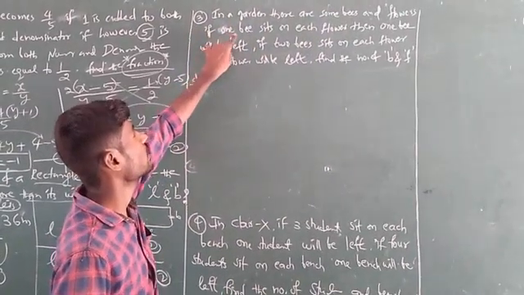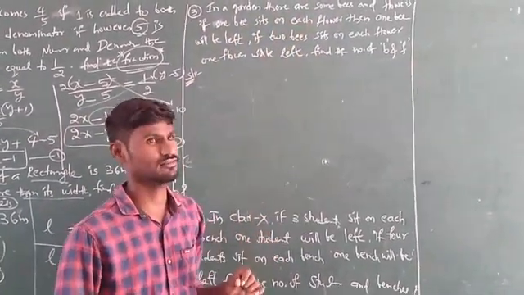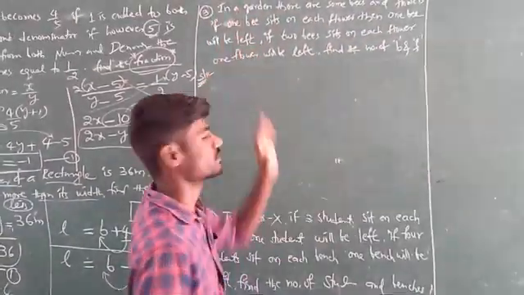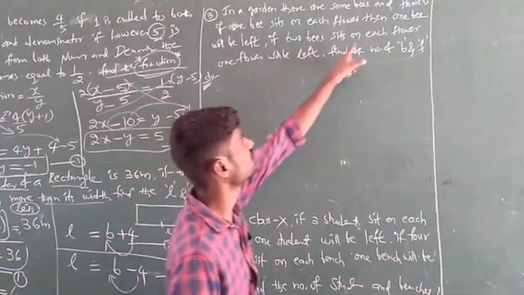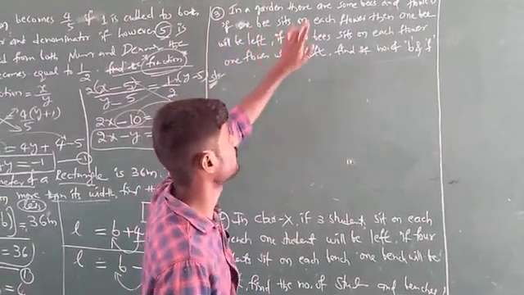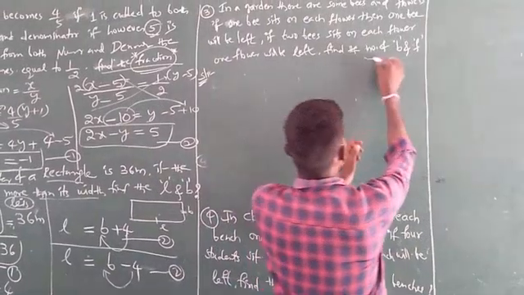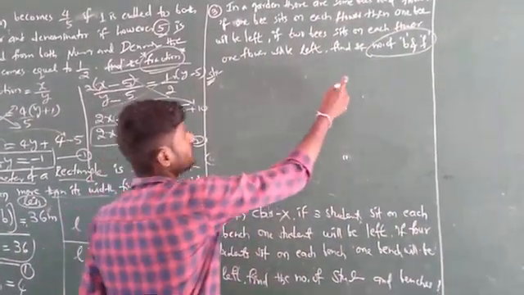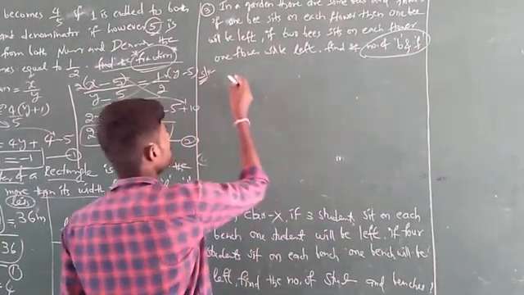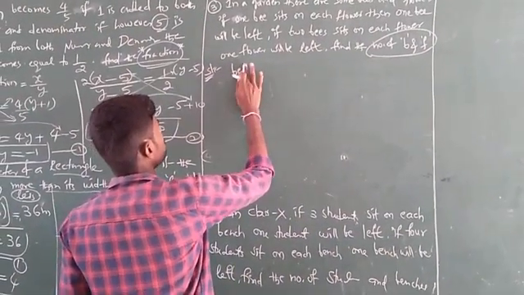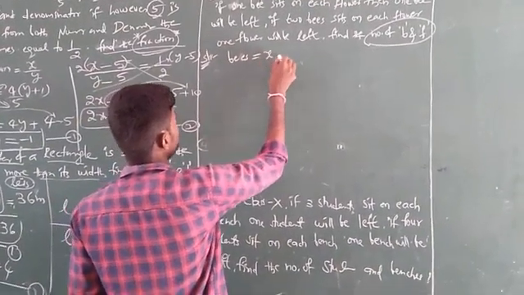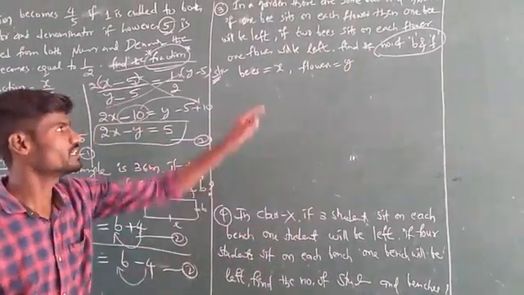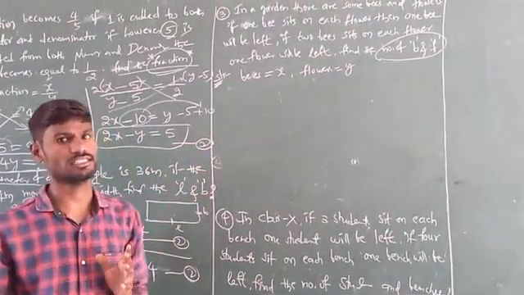If one bee sits on each flower, then one bee will be left. Next, if two bees sit on each flower, one flower will be left. Find the number of bees and flowers. What they are asking, you have to imagine as variables. Number of bees and flowers. Let us take bees equal to X, flowers equal to Y. Bees equal to X, flowers equal to Y. Let us take them as variables.